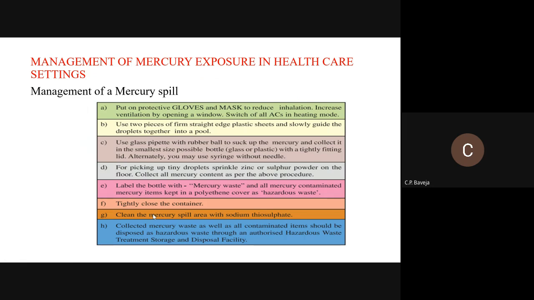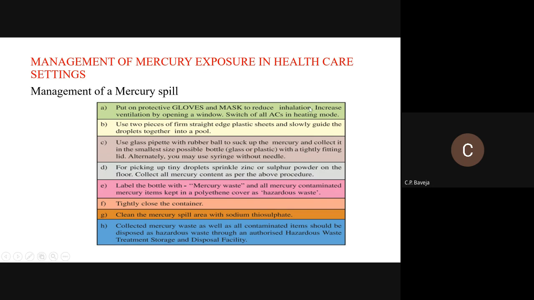Then management of mercury exposure in healthcare settings. How to manage a mercury spill? If a mercury spill has occurred, how to manage? You have to put on protective gloves and a mask to reduce inhalation. The person who is managing it should put gloves on their hands and a mask to reduce inhalation.